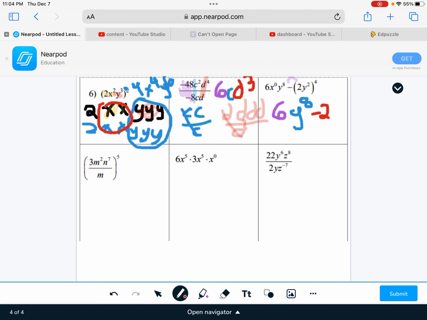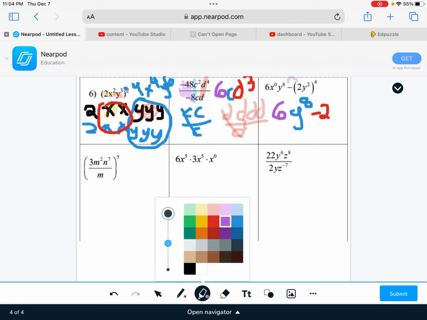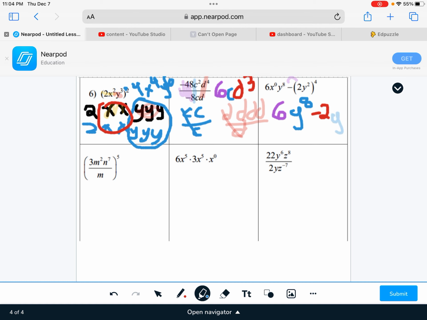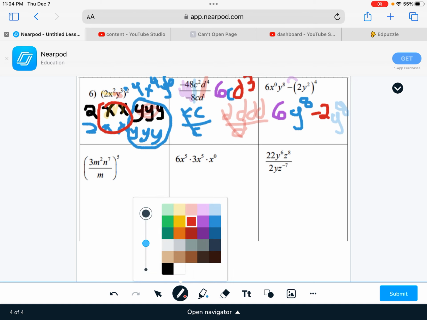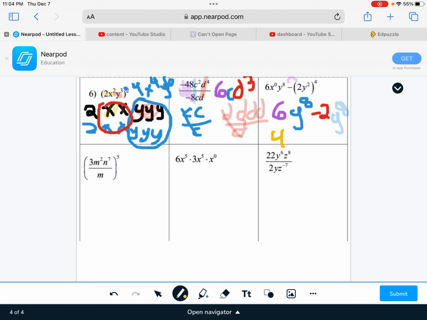Y to the 2 raised to that 4, you're going to have 2 y's listed 4 times for a total of 8 y's. That means that, yes, the y's to the 8 still match up, which means you're going to end up with 4, because 6 minus 2 is 4, y to the 8. Since we are adding and subtracting, as long as the bases completely match, you are good to go doing that.